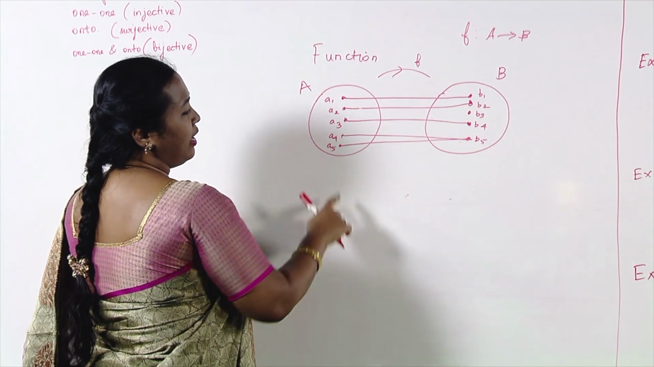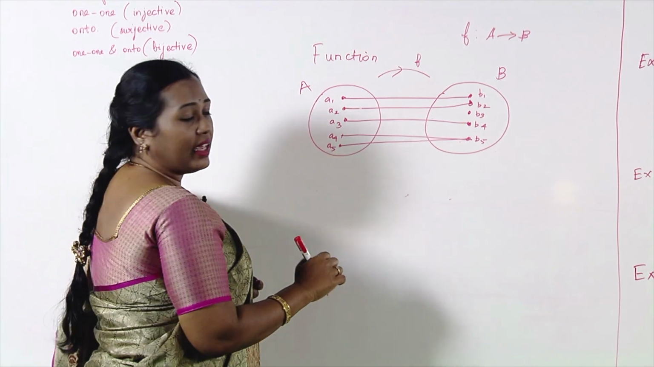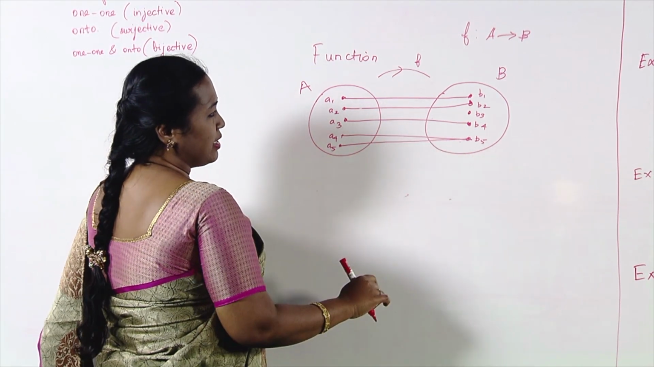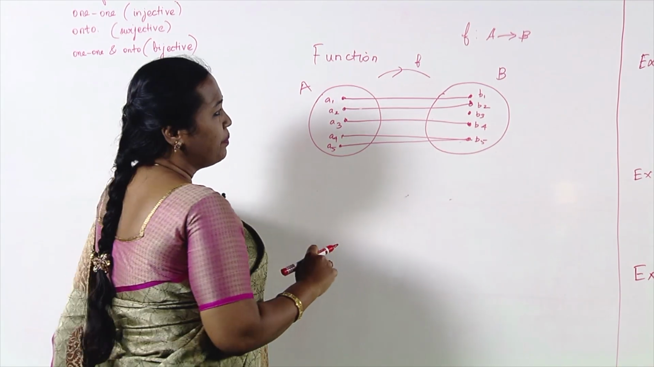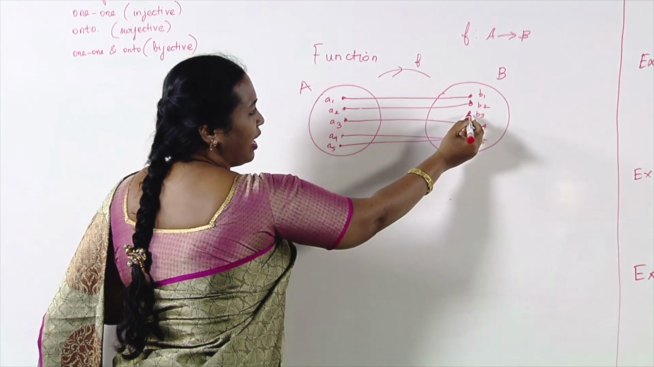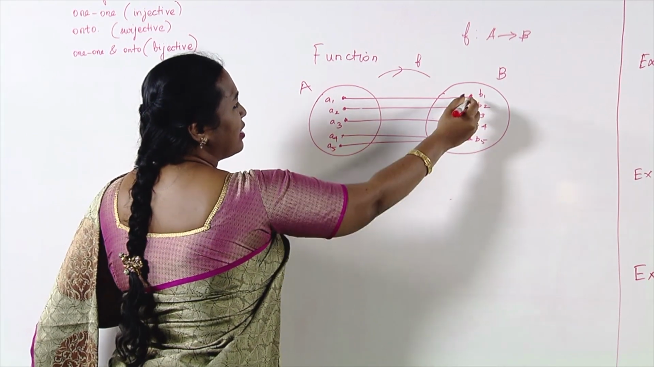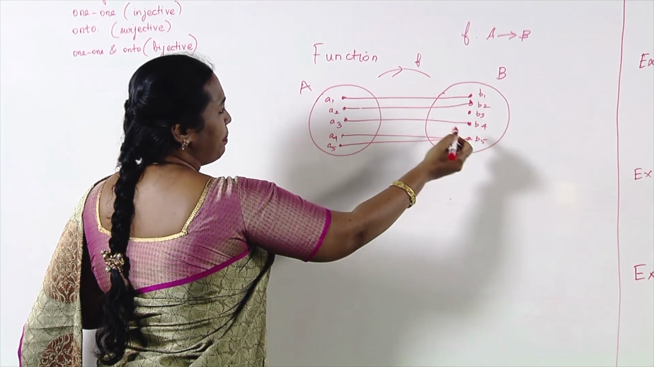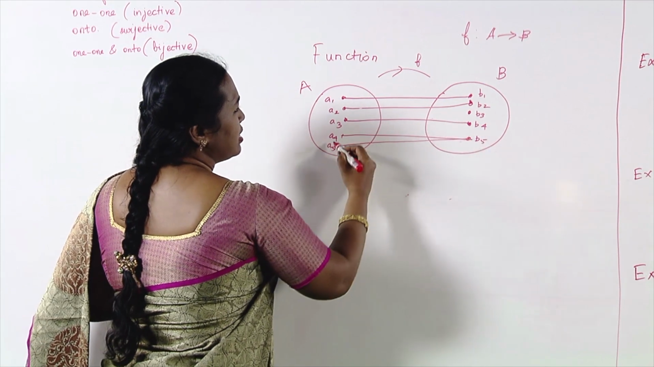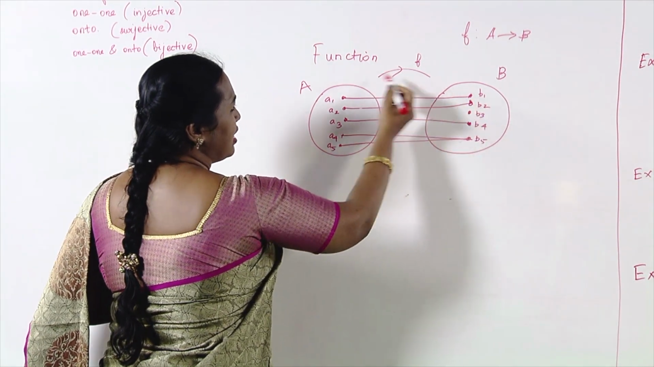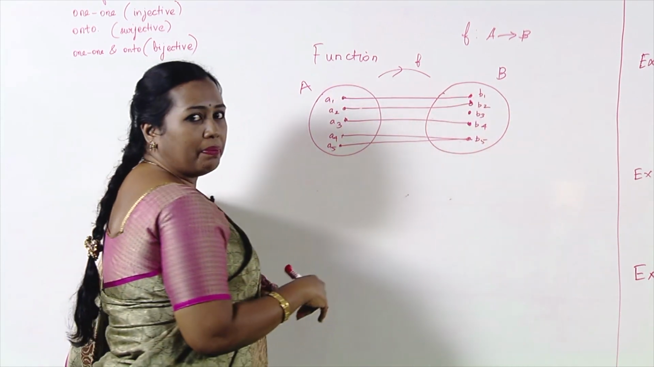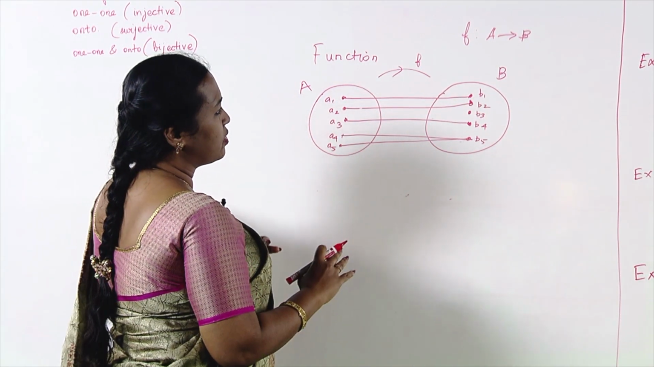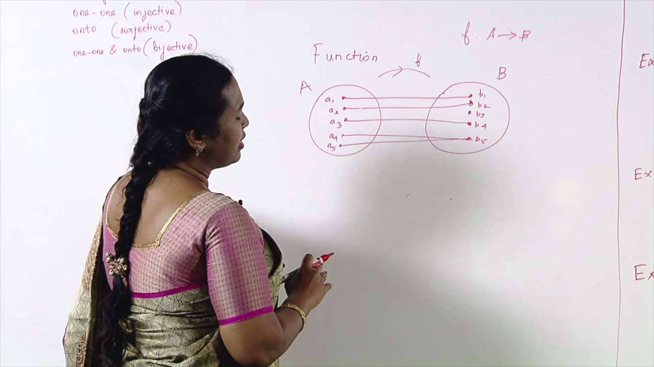Now, you can see that A4 and A5 are mapped onto B5 itself, whereas there is an element B3 which does not have any pre-image here. So, it is standing alone without any pair. The other elements are having proper pre-images. So, B1 is an image of A1 and A1 is the pre-image of B1. So, image and pre-image is also the concept that we understand in functions.